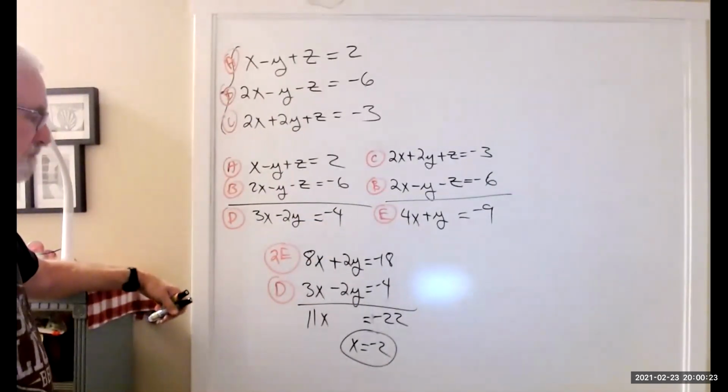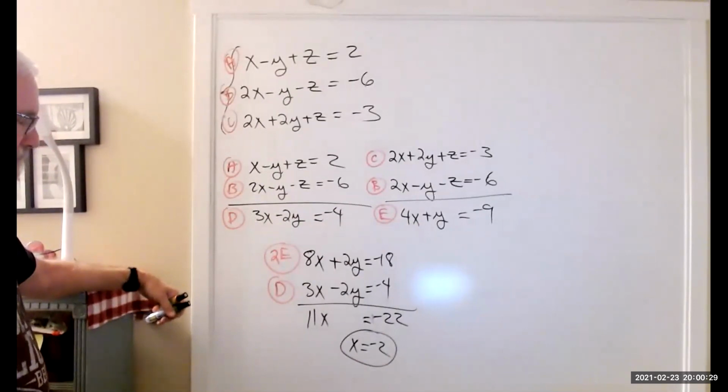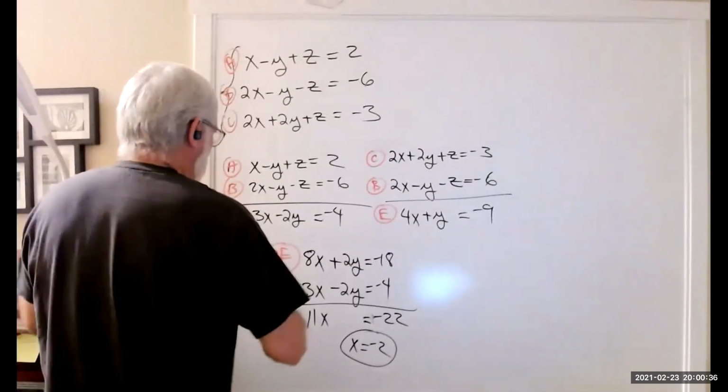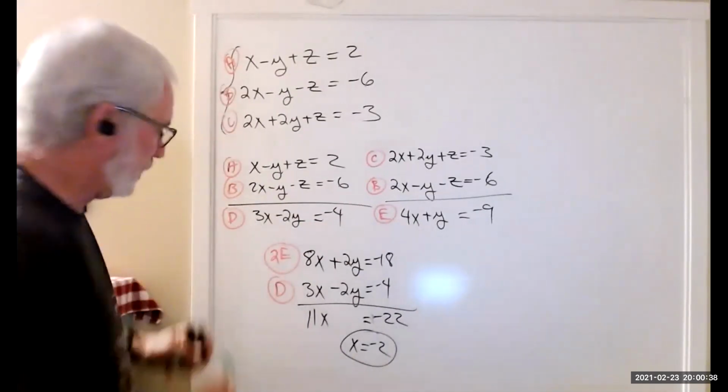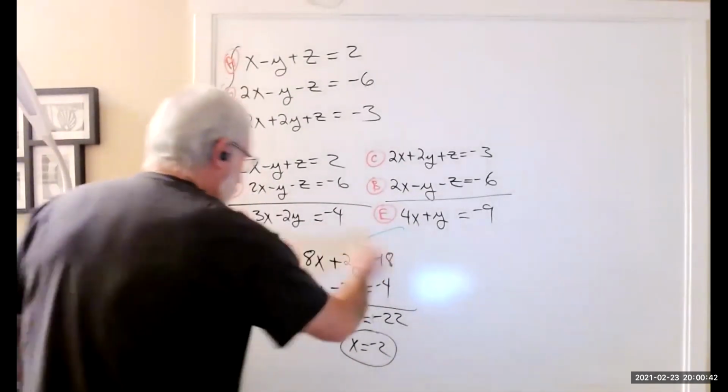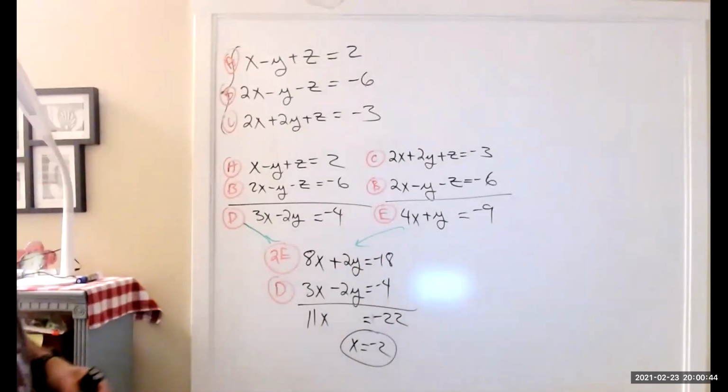Anybody else? Yeah, I guess I'm confused about the 3x minus 2y. Oh, you plugged in D. Sorry. Yeah, I just took D and E and figured out, okay, who can I eliminate?